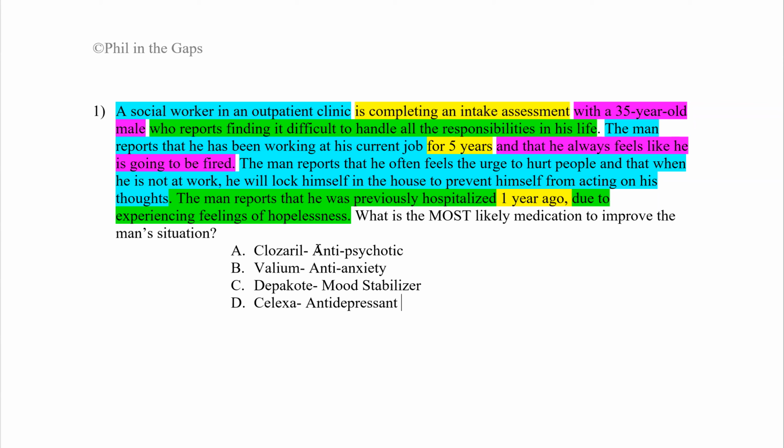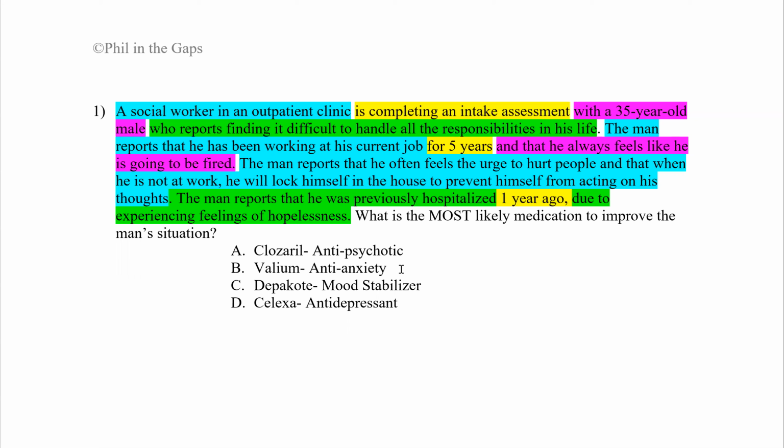So, quick review. Social worker, outpatient clinic, completing an intake assessment. Any length of time, hop on top of it because it paints a picture of what we're looking at in this given moment. 35-year-old male, reports finding it difficult to handle all the responsibilities in his life. He's been at his current job for 5 years. He always feels like he's going to be fired, so we may have some paranoia. Often feels the urge to hurt people. When he's not at work, he's locking himself in the house to prevent himself from acting on the thoughts. And he reports he was previously hospitalized 1 year ago. And he was experiencing feelings of hopelessness. So keep all that in mind as we go through each answer choice.